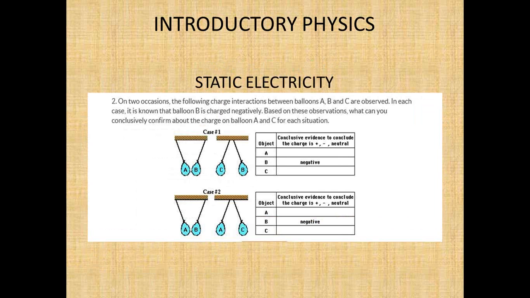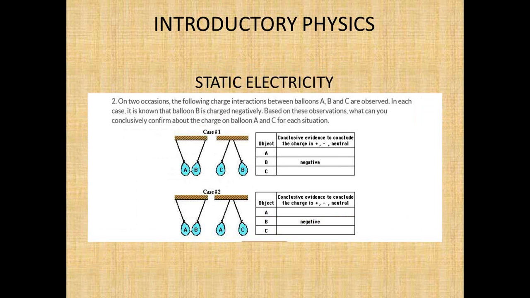When we look, A is attracted to B. So if B is negative, then A could be positive or A could be neutral, because remember that charge attracts neutral. But when we look at B and C, B and C repel each other.